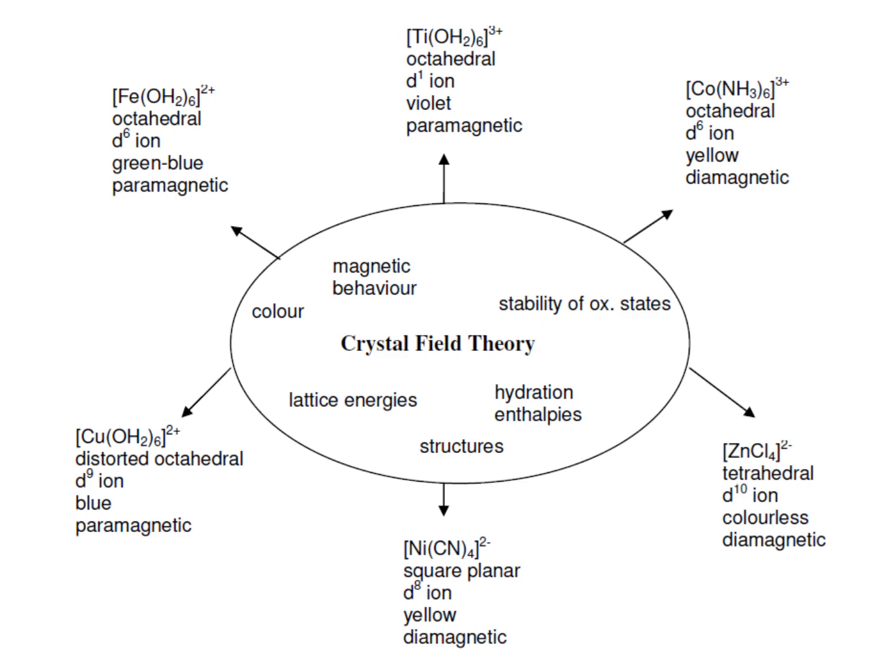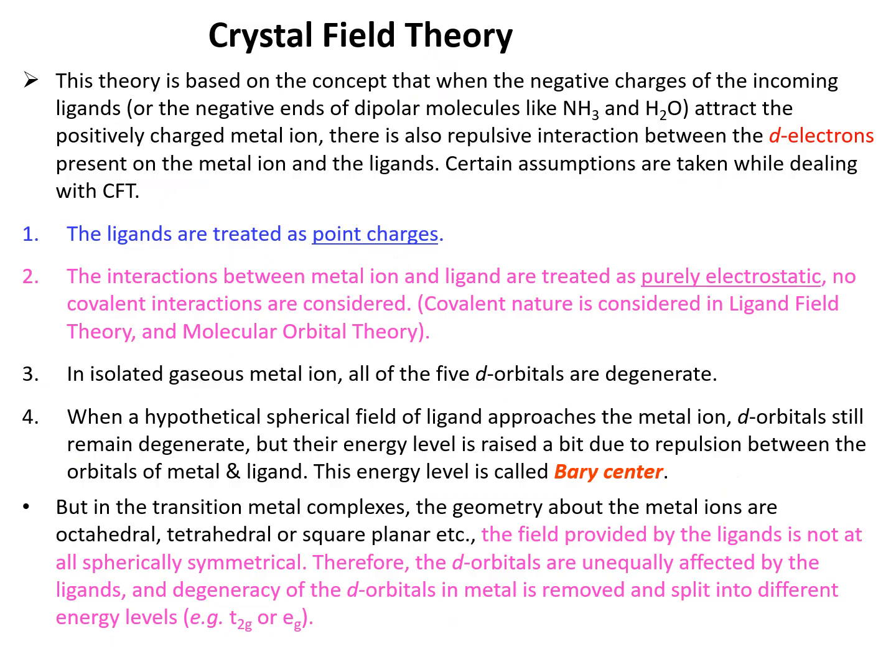Given the shortcomings we have in VBT, the next theory, crystal field theory, was proposed. It talks about the stability, magnetic behavior, color, hydration enthalpy, structures, and so on. It is termed crystal field theory because it is generally applied to any ionic crystals. In this crystal field theory, the ligands are considered as point charges or point dipoles. Point charges may be negative or positive ligands, whereas point dipole refers to neutral molecules.